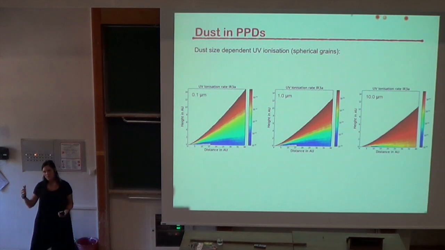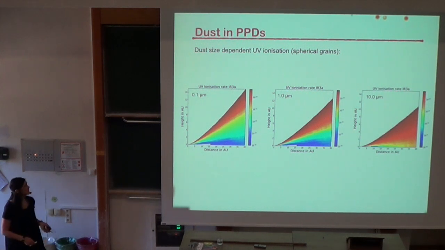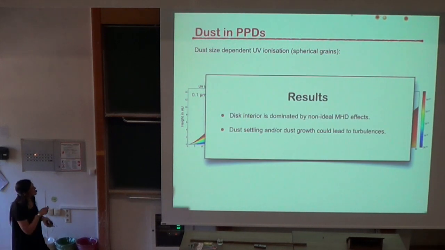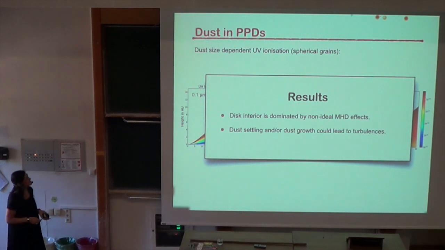So there are two cases here, the dust settling and the dust growth, which can actually make the disk more turbulent. So actually, quick results I said: the disk interior is dominated by non-ideal MHD effects, and dust settling and growth can lead to turbulence.